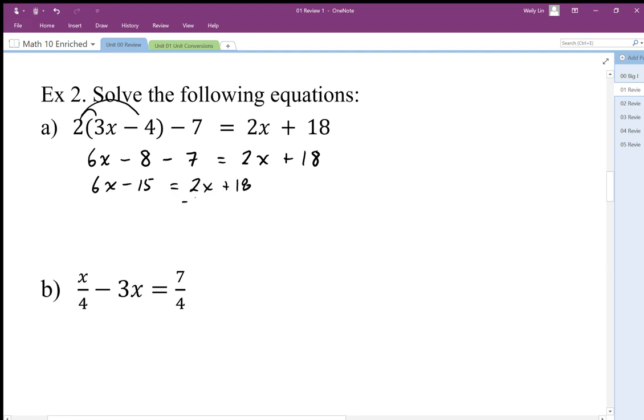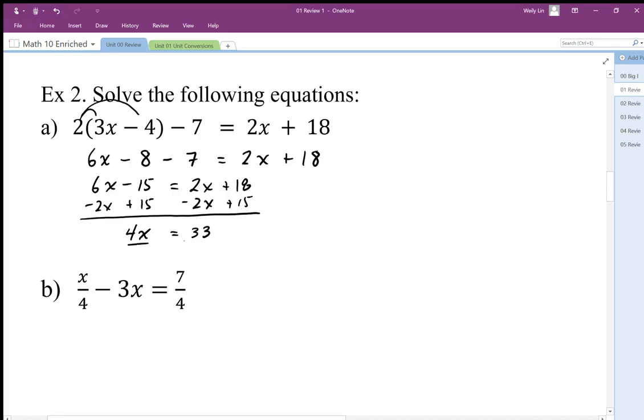And I'm going to undo this plus 2x. And that gives the x's on one side. I'm going to undo this minus 15 with a plus 15. In doing so, I get 4x on this side. I end up with this equals 33 on this side.